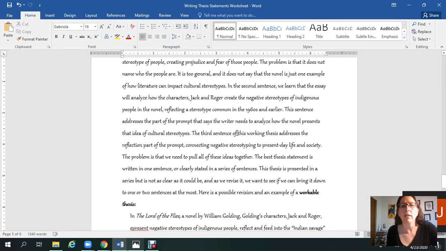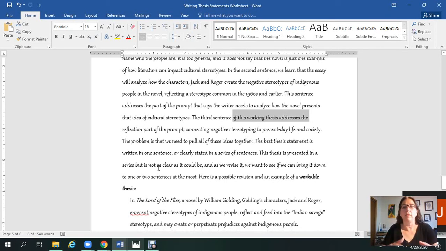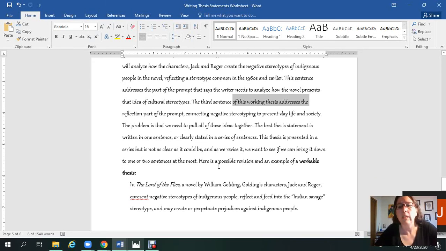The third sentence of this working thesis addresses the reflection part of the prompt, connecting negative stereotypes to present-day life and society. So the problem is that we need to pull all of these ideas together, make it so that it's not as wordy, and it's very clearly delineated or separated into three main ideas or points. So the best thesis statement is written in one sentence and clearly stated. This thesis is presented in a series, but is not as clear as it could be. And as we revise it, we want to see if we can bring it down to one or two sentences.